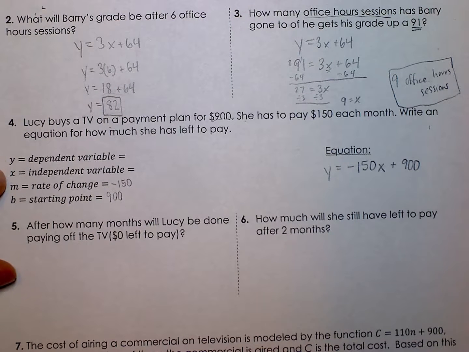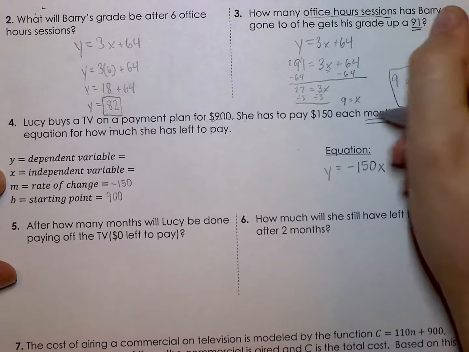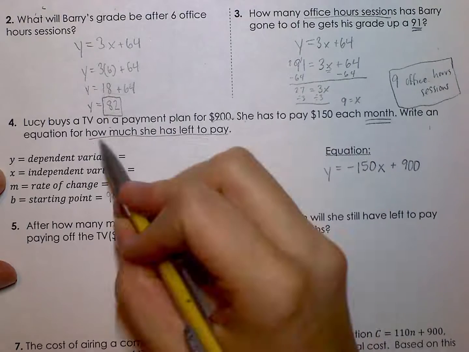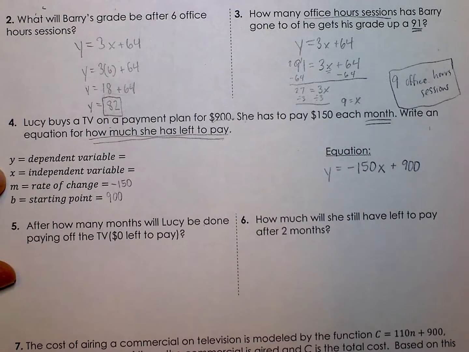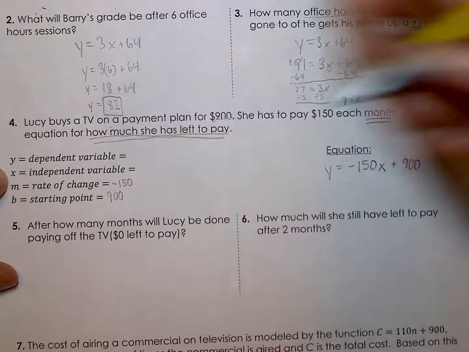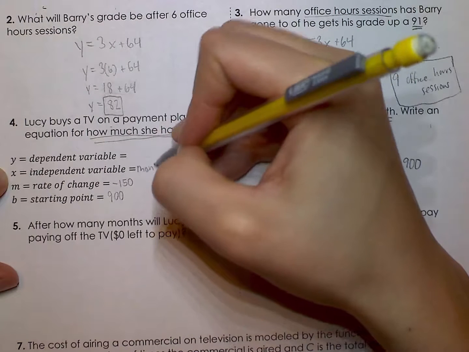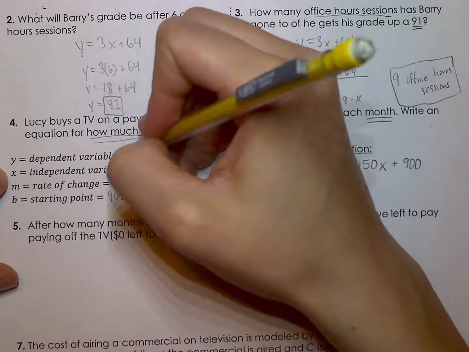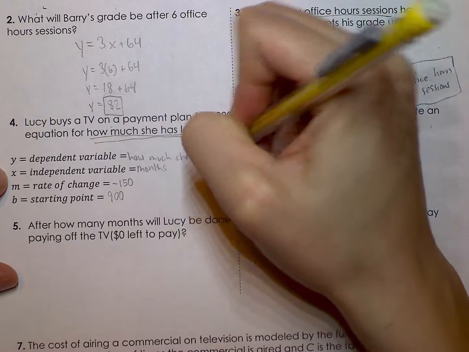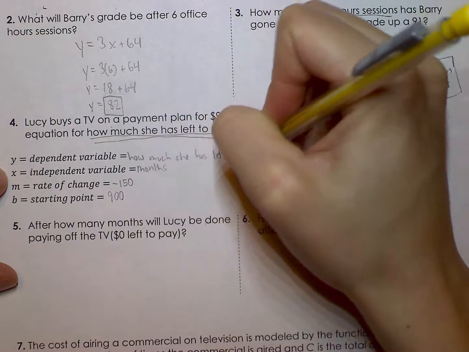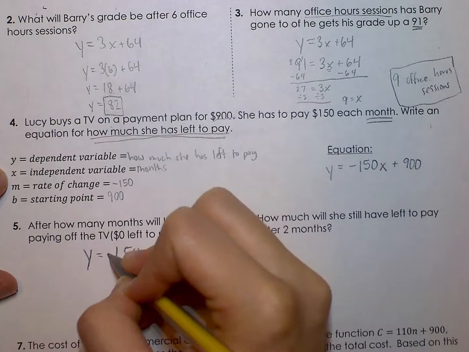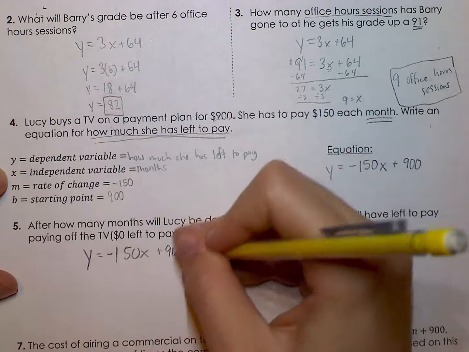Well, she's paying each month, so the time is changing. So month is one thing that's changing, and then how much she has left to pay is the other thing that's changing. So which one's independent and dependent? Well, month is time, right? We remember that time is always independent. So this is the months, and this is how much she has left to pay. All right. So y equals negative 150x plus 900.